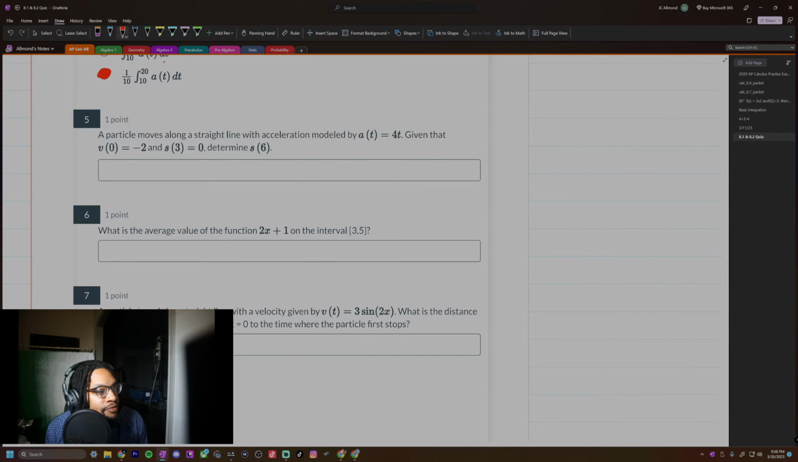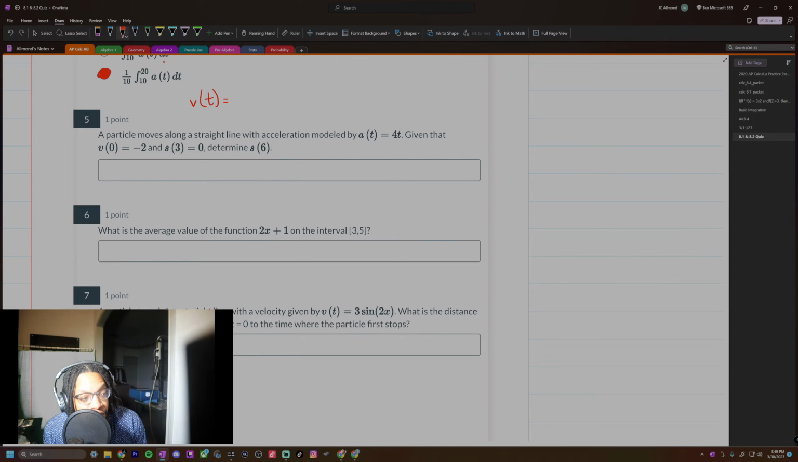All right, so I got to figure out a S of t function. But before I do that, I got to figure out a V of t function. But I can't do that until I integrate my A of t function. So I guess it's kind of a lot of steps, but whatever. We got to find V of t first. So I'm going to integrate A of t, which is the integral of 4t, which according to reverse power rule, that's 4t squared over 2, and the 4 over 2 will make 2.